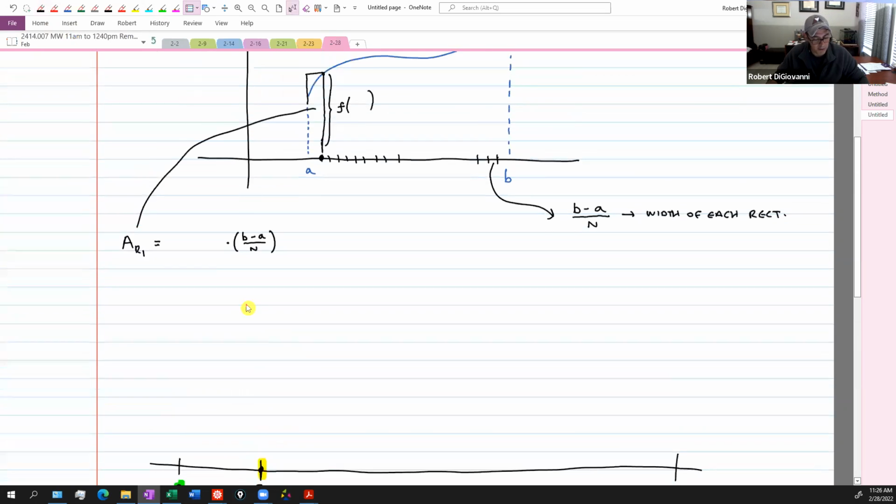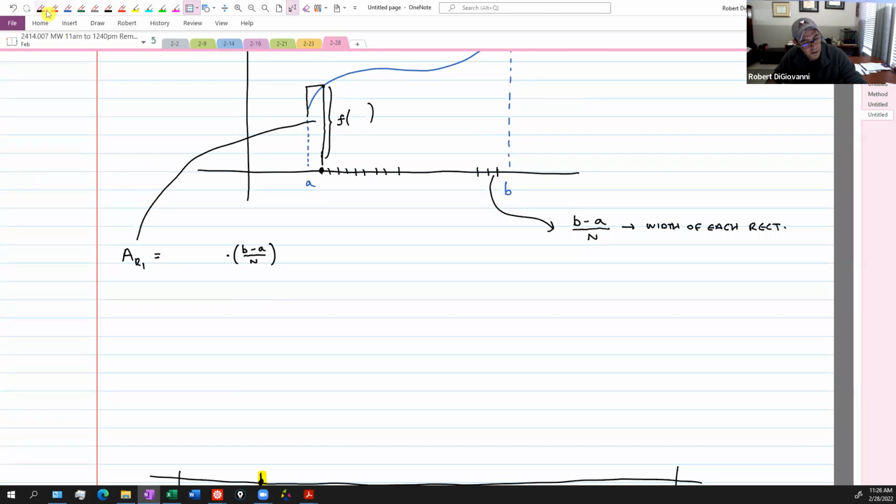So the area of the first rectangle should be this. It should be f of a plus b minus a over n being plugged into the function, and then you multiply times the width. Everyone see that? Height of the function at that point times the width of that rectangle. Multiply those together, that'll give you the area of the first rectangle. With me?